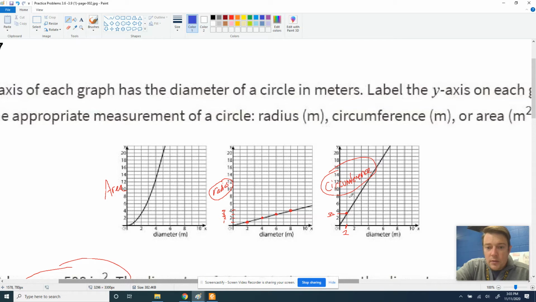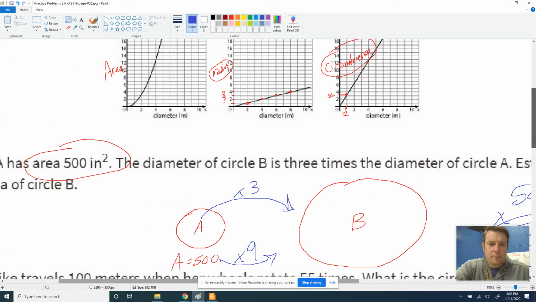Circumference, on the other hand, this one is what I labeled this one because when the diameter was 1, the value was a little bit bigger than 3. So that tells me, oh, that's probably pi. And the only relationship that had a constant of 3.14 was between diameter and circumference. So that's why I picked those in that way.